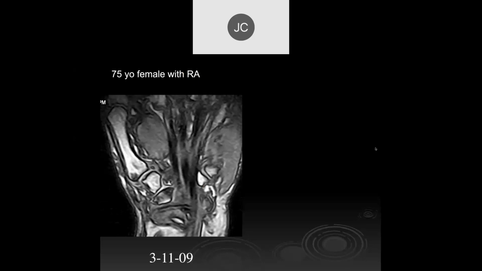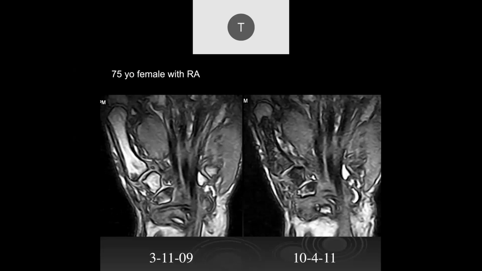Okay, Tayson. All right. Looks like a gradient echo. Right. It looks like there's maybe some osteitis of that scaphoid, maybe an erosion at the base of the first metacarpal. Okay. So this is on 3/11/09.